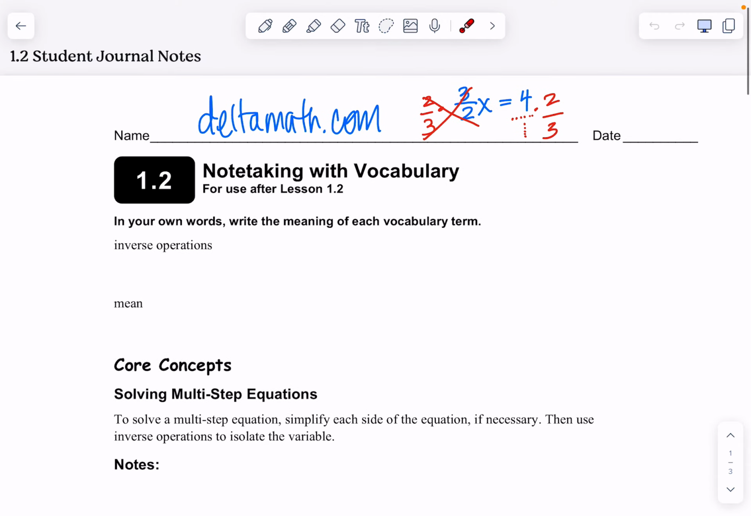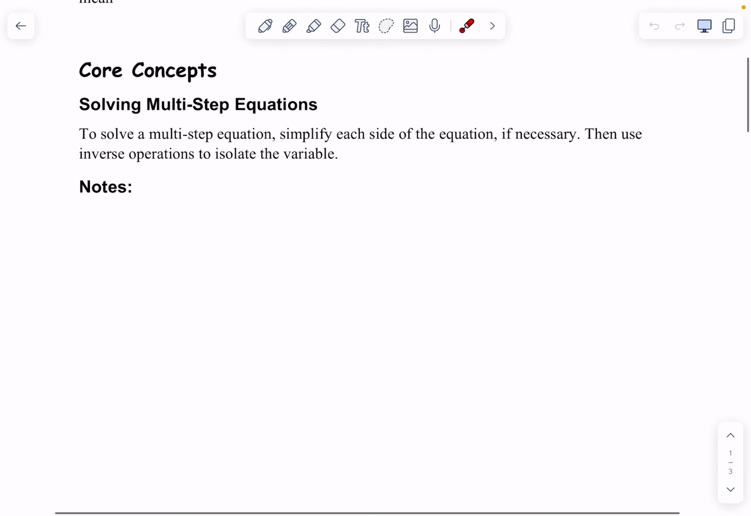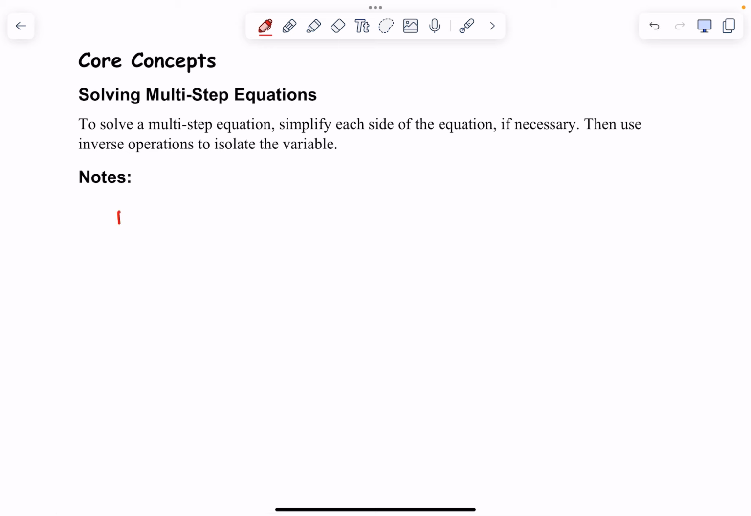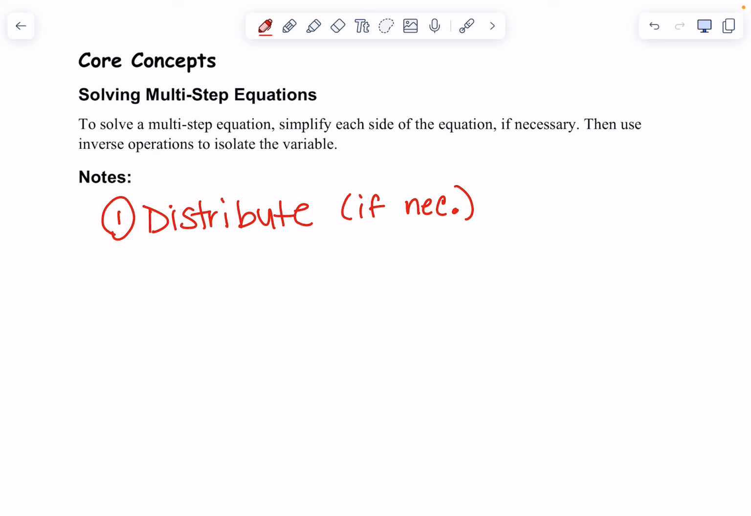Multi-step equations today. Really, most of the equations we see today are going to be two-step equations. I'm going to give you a list of steps that we're going to take no matter what. The first thing I want you to look for: do we have any parentheses that we need to distribute? There may not be parentheses. We may not need to distribute, but if there are, then we need to do that first.